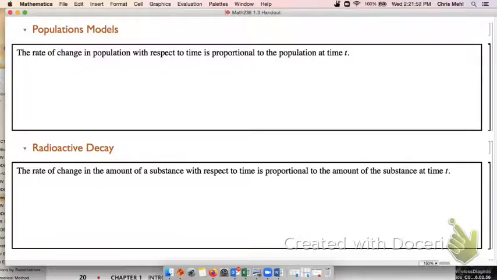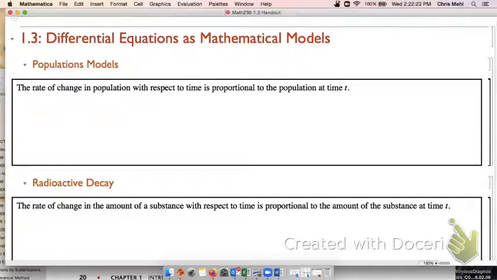So again, you have population models. This is going to be a situation where the rate of change of population, say, with respect to time. Okay, so you're thinking of population as a function of time, and the rate of change of that population with respect to time is proportional to the population at time t.